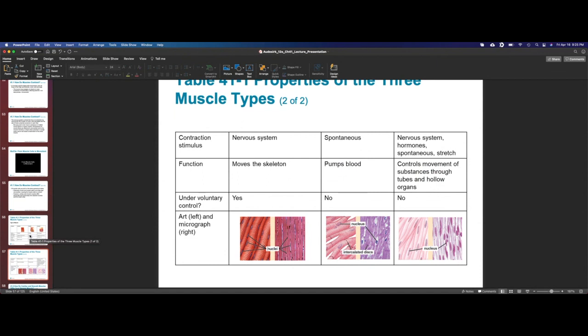And so, continuing with those differences, your smooth muscle is going to control the movement of substances through tubes and hollow organs. So think of blood vessels as well as the digestive tract. And then the main purpose of your cardiac muscle in the heart will be to pump blood.